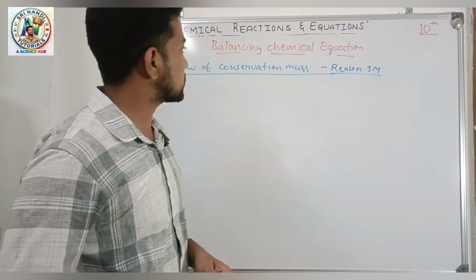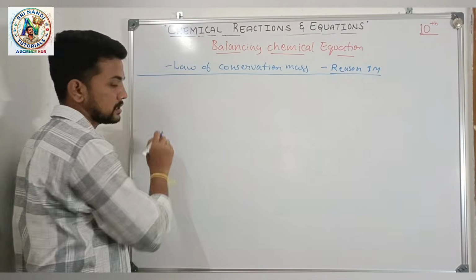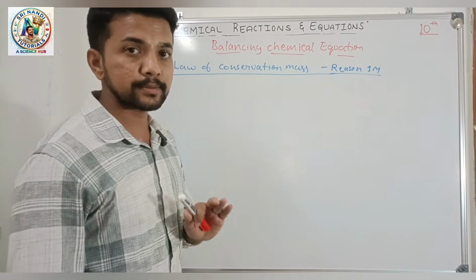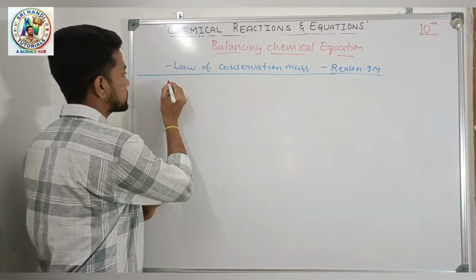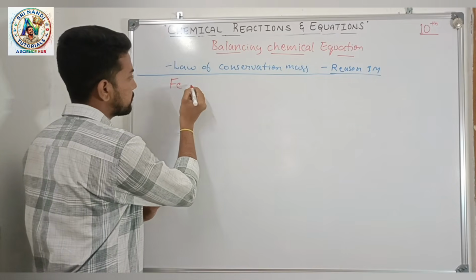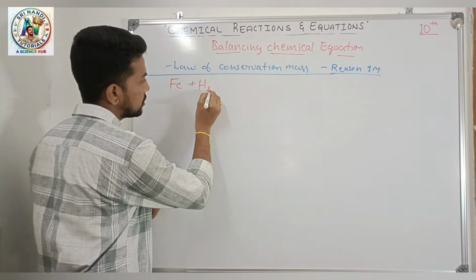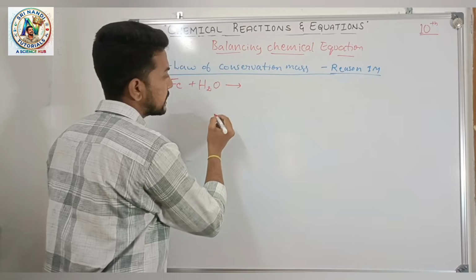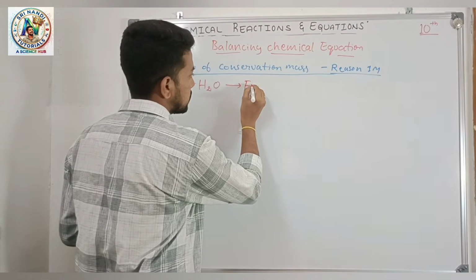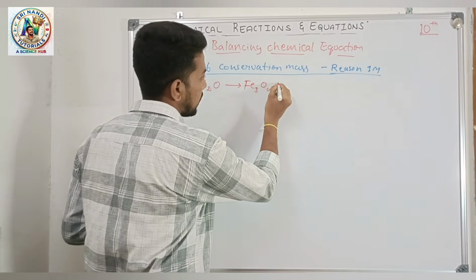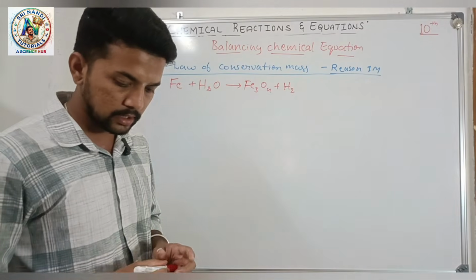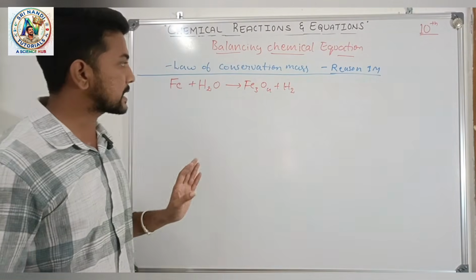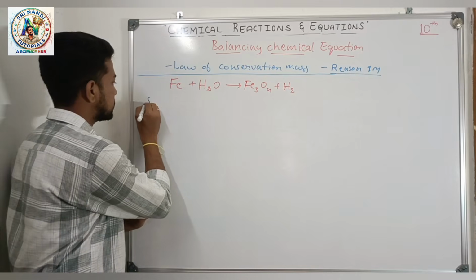So for that purpose we have to follow some of the steps. So I will explain the steps of balancing the chemical equation with the help of example. So ನಿಮ್ಮ ಟೆಕ್ಸ್ಟ್ ಬುಕ್ ಅಲ್ಲೇ ಕೊಟ್ಟಿರ್ತಕ್ಕಂಥ ಎಕ್ಸಾಂಪಲ್, when iron reacts with water it gives ferric oxide and evolution of hydrogen gas. This is the example. So in order to balance the chemical equation, we have to follow some of the steps.